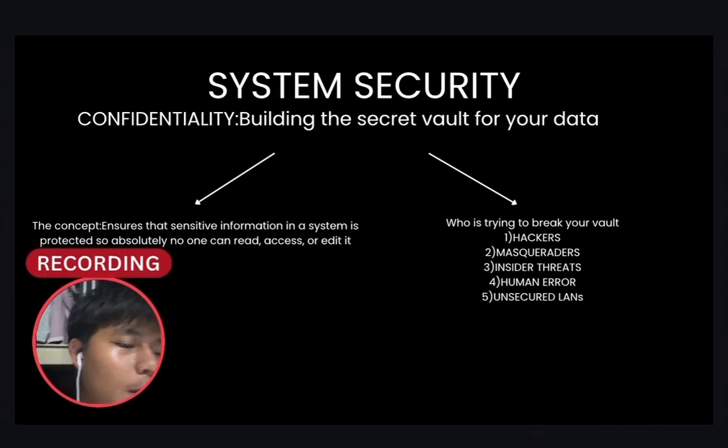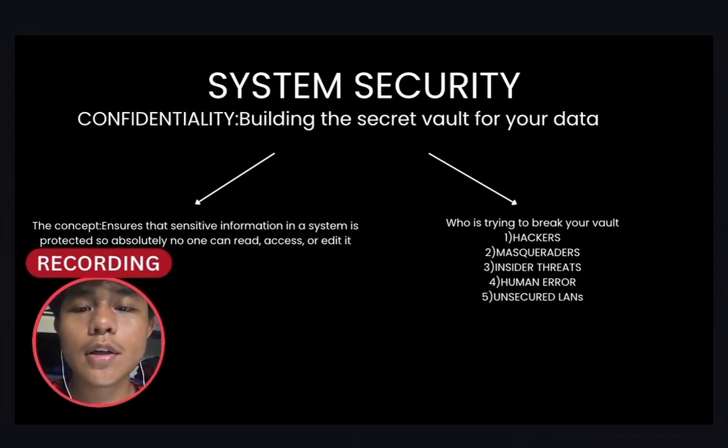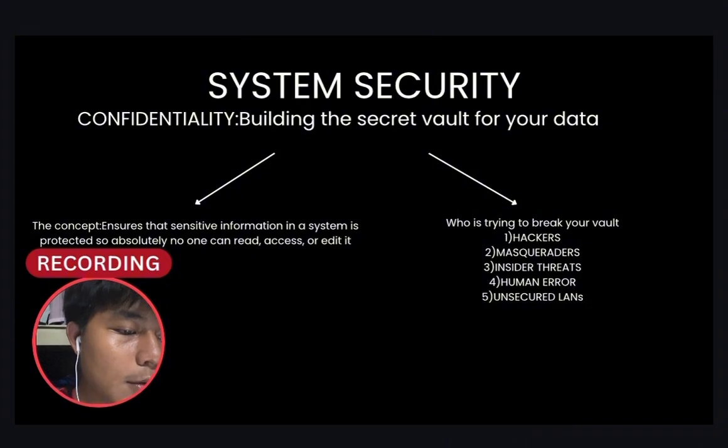So what type of people or who is trying to break into your vault? First one is hackers. Second one is masqueraders. Third is inside threats. Fourth is human error. And fifth is unsecured lines. So these people will try to get into your confidentiality to read your private things in your files.